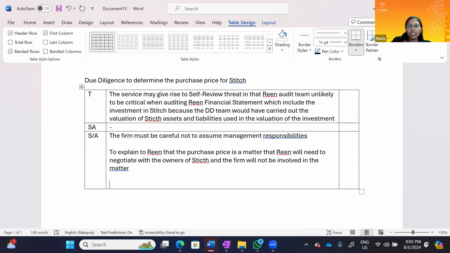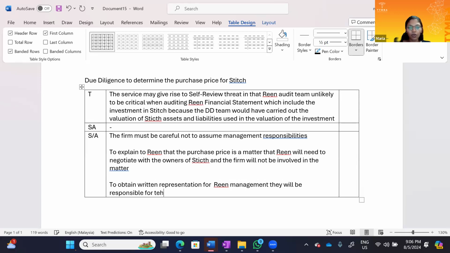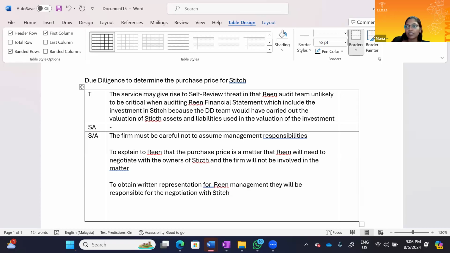Okay, so next we also want to obtain written representation from Rin management that they will be responsible for the negotiation with Stitch. Okay, so what else can we consider? We want them to be an informed management.